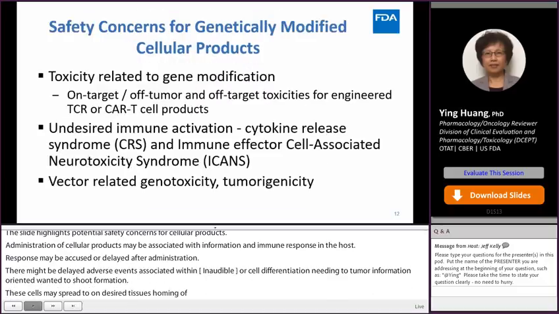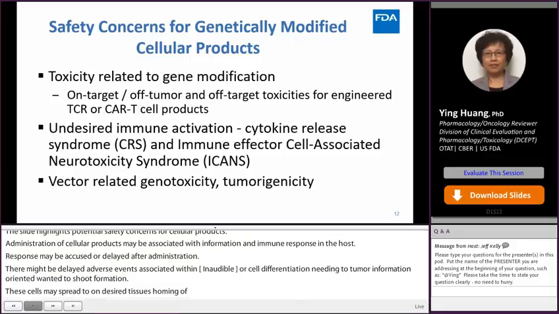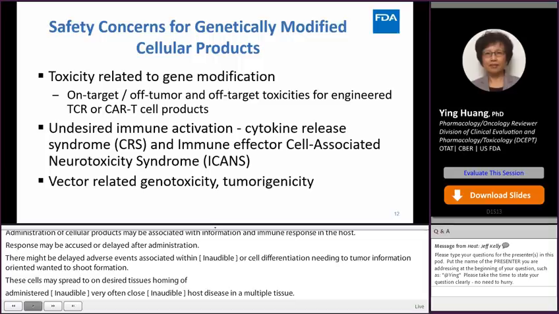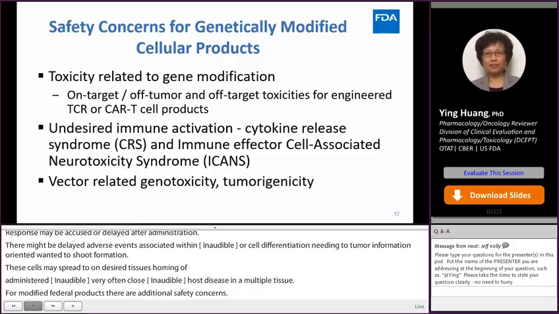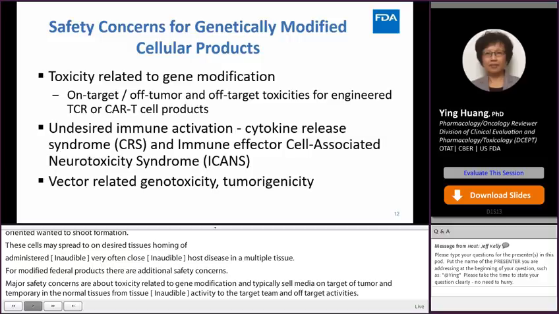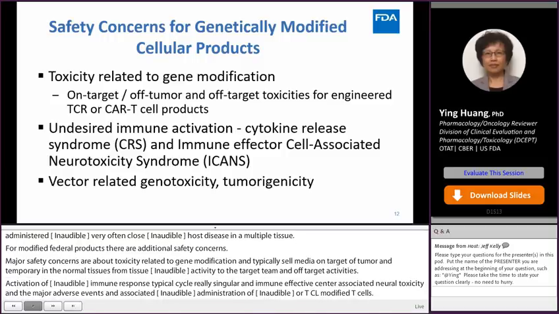For genetically modified cellular products, there are additional safety concerns. The major safety concerns are about the toxicity related to gene modification, typically cell-mediated on-target off-tumor activation in the normal tissues, from tissue cross-reactivity to the targeting, and off-target activities. Activation of undesired immune response, typically cytokine release syndrome and immune effector cell-associated neurotoxicity syndrome, are the major adverse events associated with administration of CAR-T or TCR-modified T cells. In addition, vector use in genetic modification can introduce potential risks of genotoxicity and tumorigenicity.